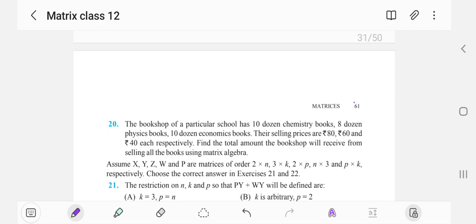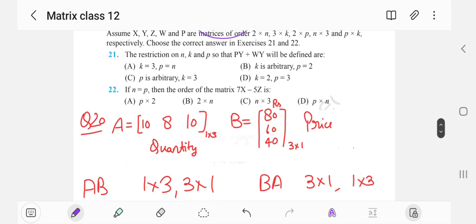Again, you have already done such a similar question in the example also. Here our approach should be that we have to multiply. Basically, how will we find the total amount? When we multiply the number of books with the cost of each book, right? This is how we will get the total amount. Since we are dealing with matrices, we have to use matrix algebra. And which matrix algebra will be used? Obviously multiplication should be used, right? Now let's see this question also.